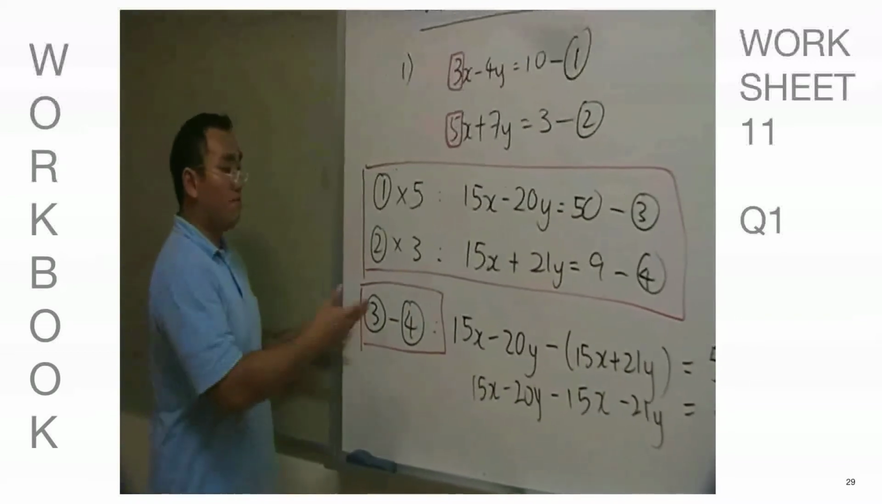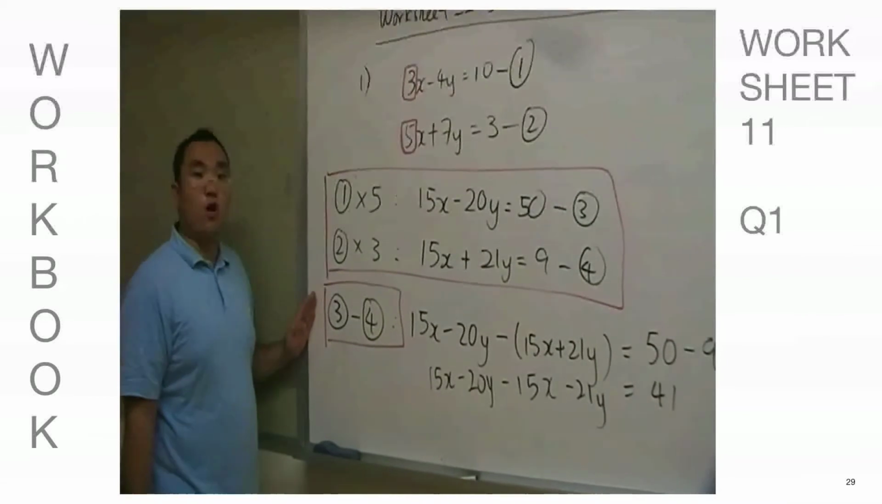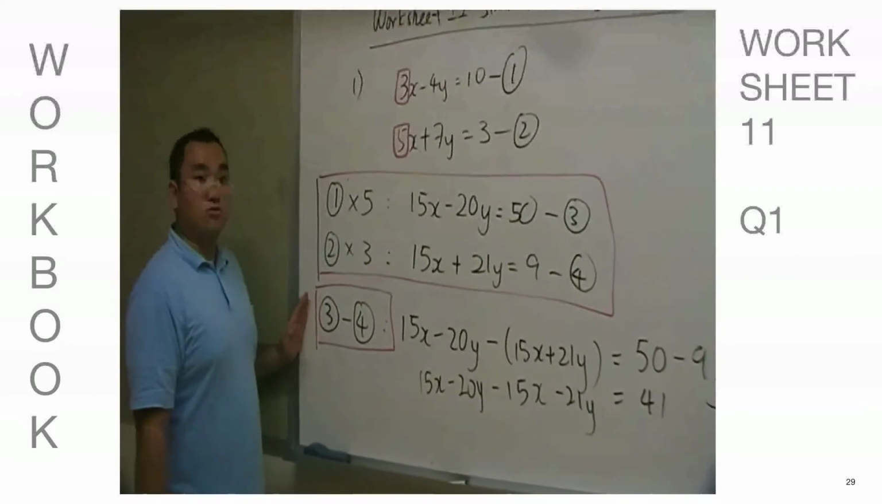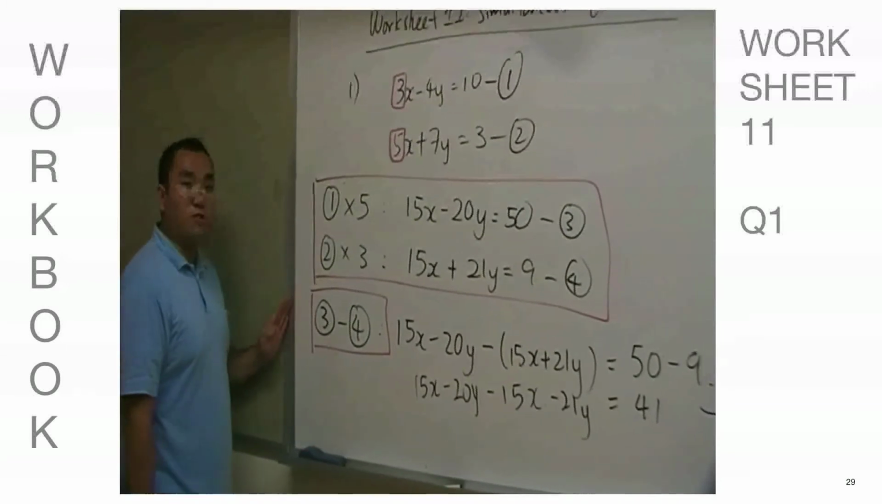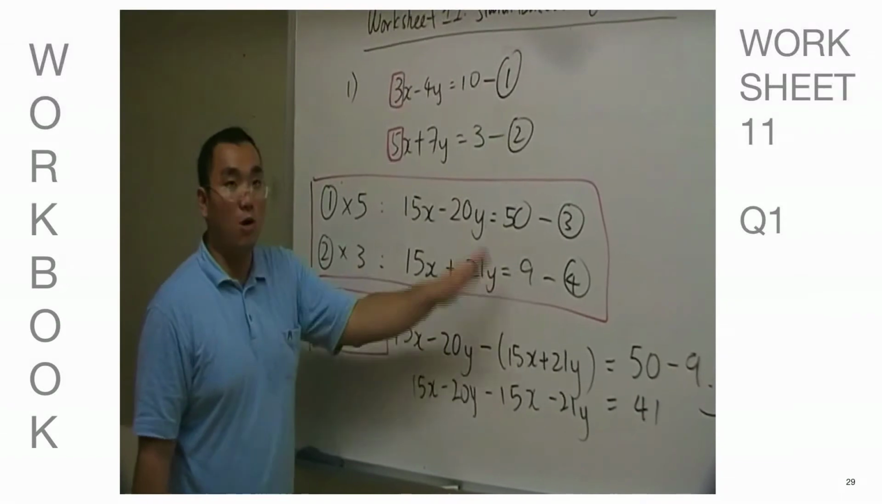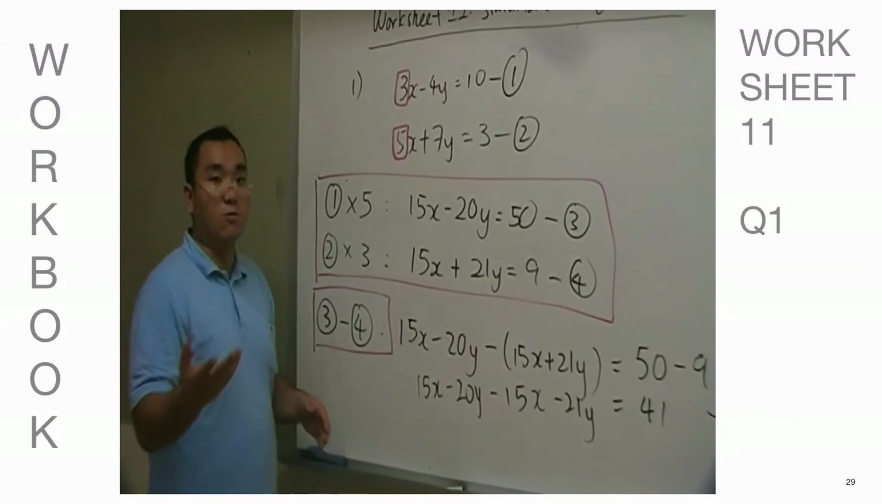For this case, please remember this red box here. This is the part which you must show, because you're going to tell the reader, the marker, what you are going to do next. The next operation is to take equation 3 minus equation 4, so that 15x minus 15x will give me 0.